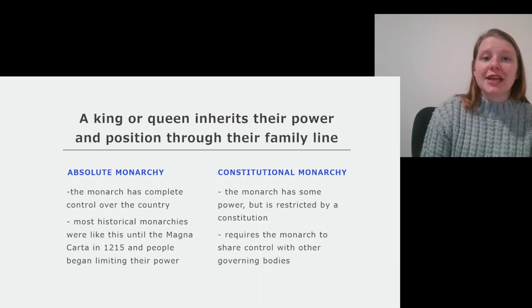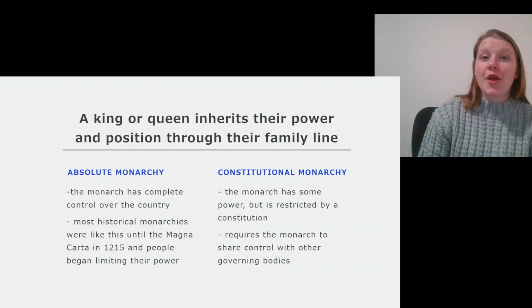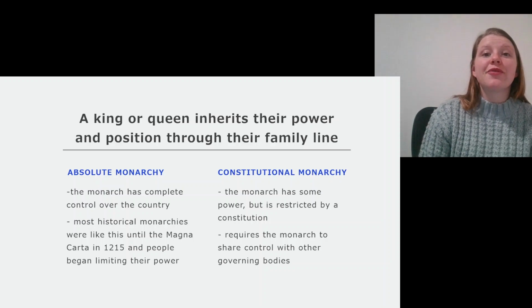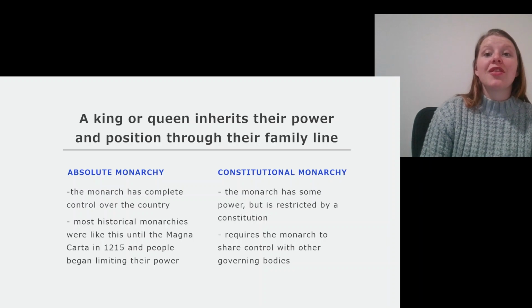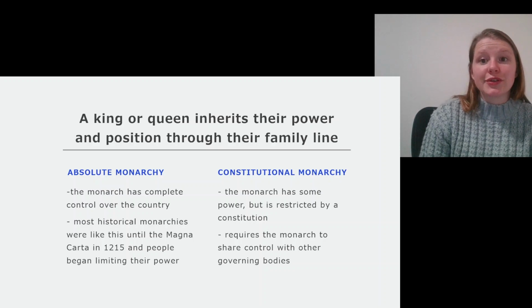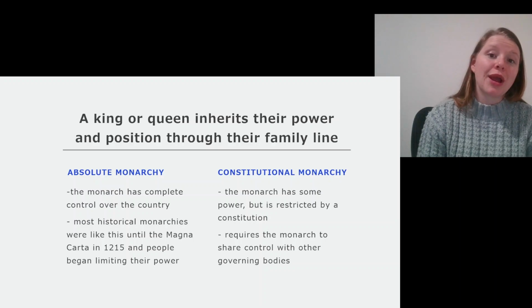An absolute monarchy was used up until 1215, when the Magna Carta was put in place. This charter was drawn up by barons and church leaders to limit the king's power. These people forced King John to sign the document, therefore introducing the constitutional monarchy. This requires the monarch to share control with other governing bodies. The King of England, Charles III, shares power with British Parliament, which is headed by a Prime Minister.